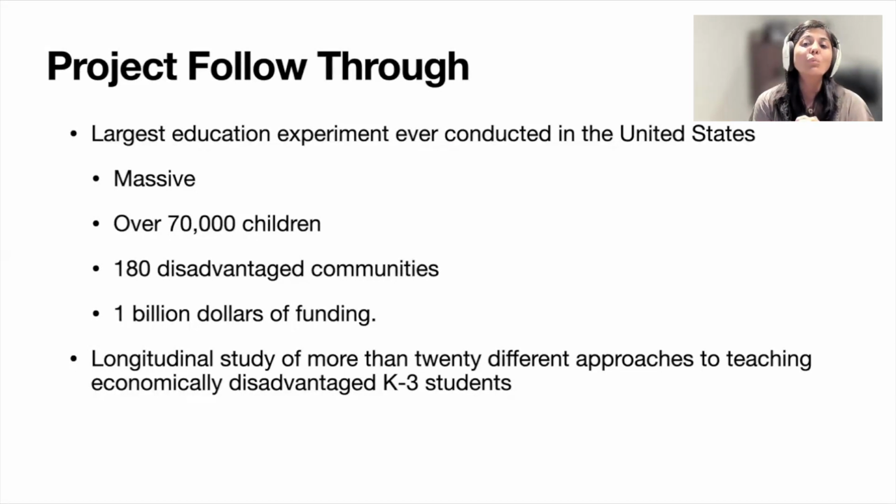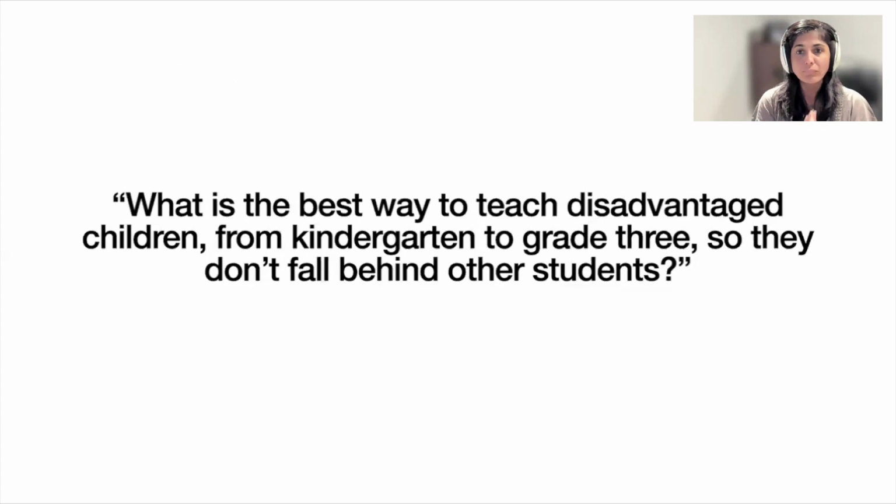Project Follow Through was a project aimed at promoting equity. It was created in the 1960s by President Lyndon Johnson as part of his war on poverty. It was concerned with helping disadvantaged kids. The goal of the project was to answer this one question that I'm just about to show you. What is the best way to teach disadvantaged children from kindergarten to grade 3 so they don't fall behind other students? One question. That's what they wanted to know.